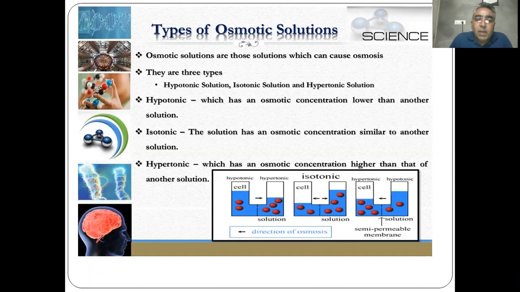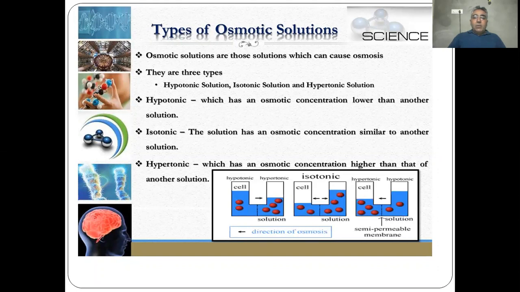A hypotonic solution has an osmotic concentration lower than another solution. If the medium surrounding the cell has more water concentration, then it is called a hypotonic solution. If we put the cell in a hypotonic solution, it swells up due to the process of endosmosis.